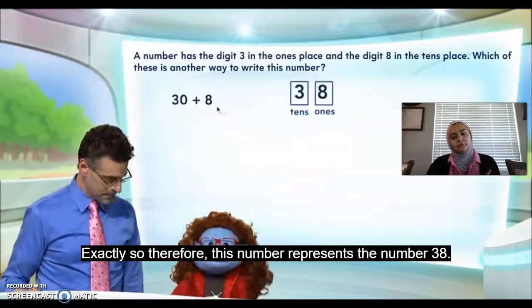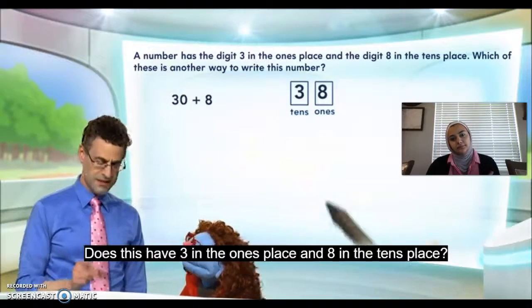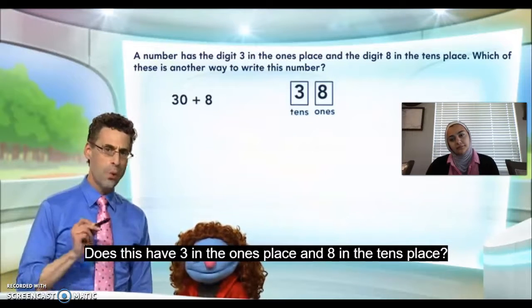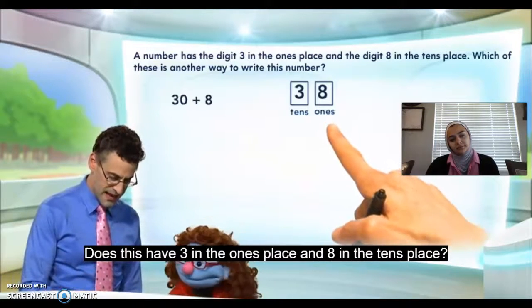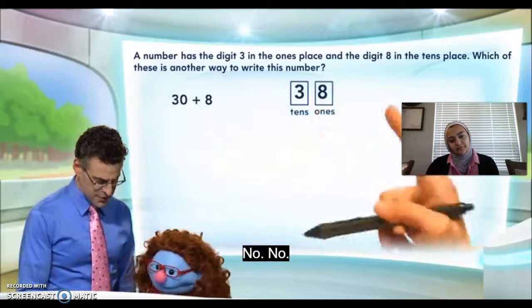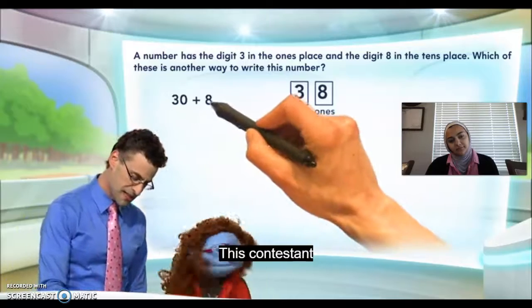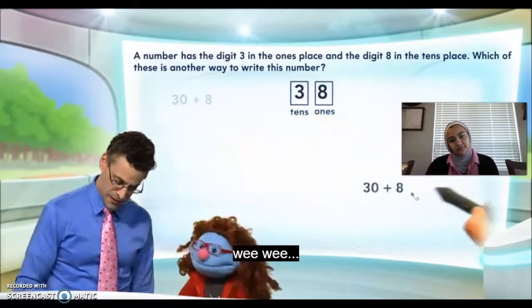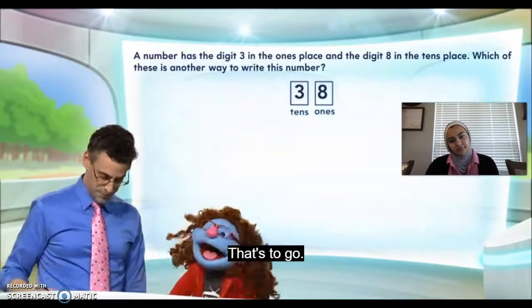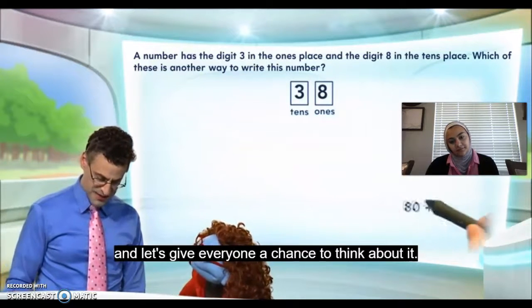38. Now, is this a number that satisfies our riddle? Does this have 3 in the ones place and 8 in the tens place? No. No. It's kind of the wrong way, isn't it? Yeah. So that one is not right. This contestant loses. Now, back to go. I'm going to bring on another contestant, and let's give everyone a chance to think about it.